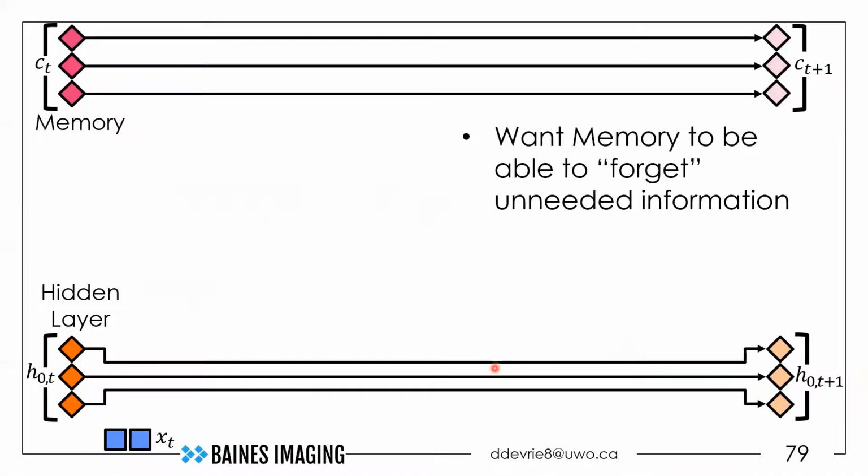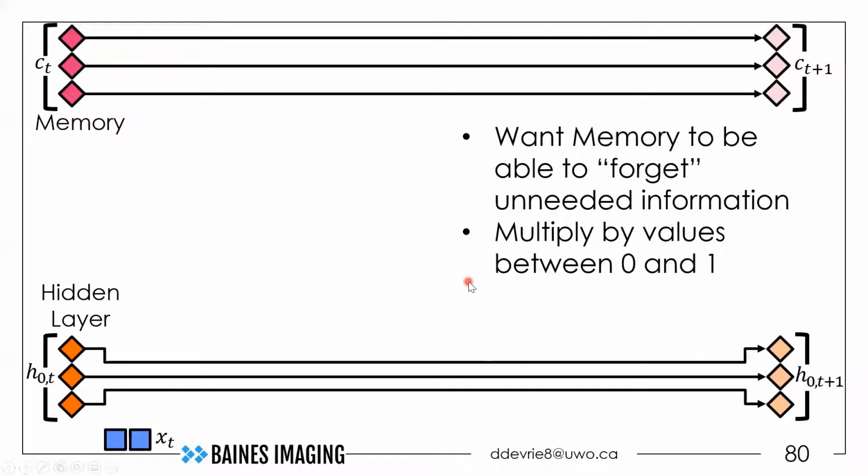So when we want our memory values to change from time step t to time step t plus 1, we are going to look at different ways that we can change that memory. So the first idea is we want the memory to be able to forget unneeded information. So let's say the memory got some value somehow at the first time step, but 10 time steps later, that's no longer relevant for it to know. We want this LSTM cell to somehow be able to forget certain values within the memory.